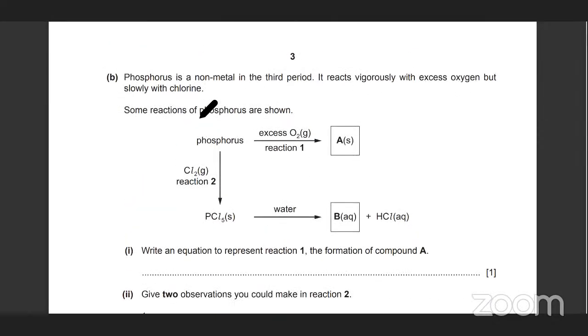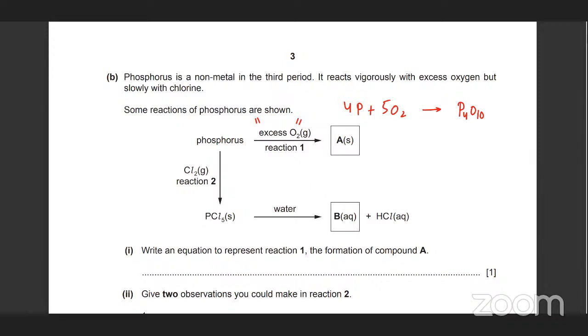Then what's going on over here? It says phosphorus is a non-metal in the third period, reacts vigorously with excess oxygen, and some reactions are shown. Write an equation to represent reaction number 1. So phosphorus and excess O2. Be careful with excess O2. Phosphorus would react with O2 and produce P4O10. You can balance this equation. It's going to be 4P, and 5 oxygen gas molecules.